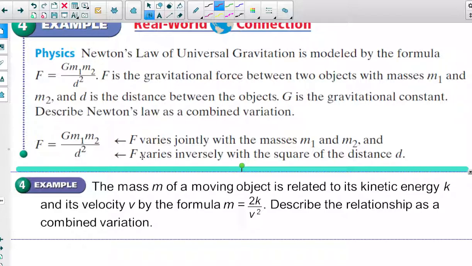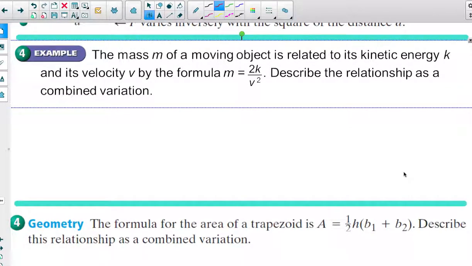Actually, you don't have to say the F part here in this one, and you wouldn't have to necessarily say distance and masses. So to cut it down to the chase, for lack of better words, varies jointly with m1 and m2 and varies inversely with the square of d. Okay? All right, so now let's take a look at this one for your notes.